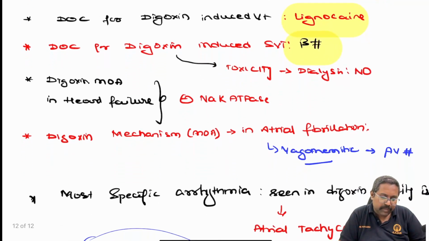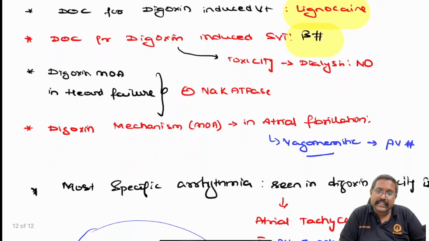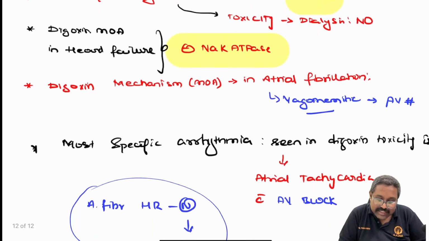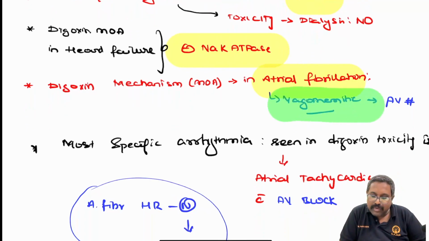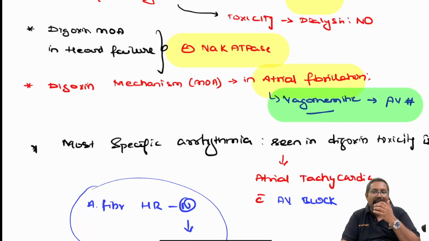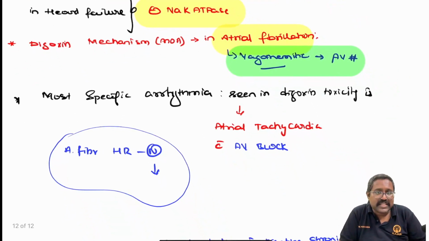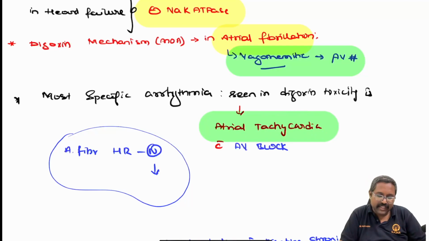And the digoxin mechanism of action in heart failure is basically it inhibits which pump? It will inhibit the sodium potassium pump. So what is the digoxin mechanism in the treatment of atrial fibrillation? It will basically have a vagomimetic action, thereby it produces the AV nodal conduction block. So which is the most specific arrhythmia that is seen with digoxin toxicity? It is your atrial tachycardia with AV block.